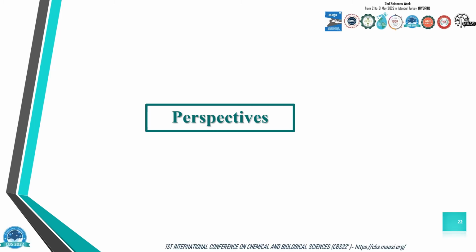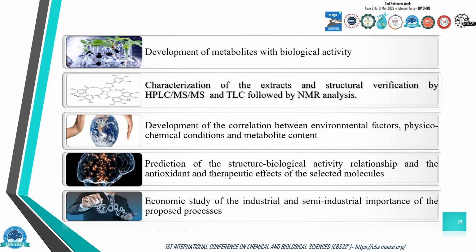Among the perspectives of our study: development of extraction and production process of primary and secondary metabolites with biological activity according to the international quality standards; characterization of extract and structure verification by high-performance liquid chromatography, preparative thin layer chromatography, followed by nuclear magnetic resonance analysis; development of the correlation between environmental factor, physicochemical condition, and the content of metabolites in the different parts of the fruits; prediction of the structure-biological activity relationship and the effects of selected molecules; economic study of the industrial importance of the proposed processes, from extraction to biological activity.